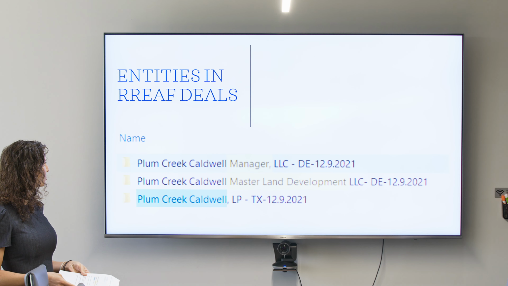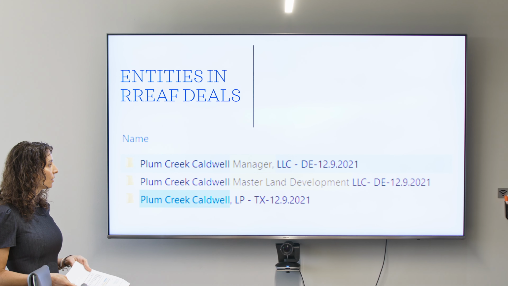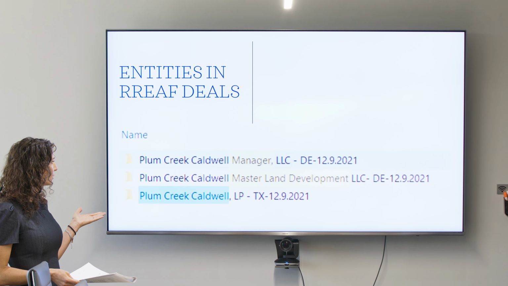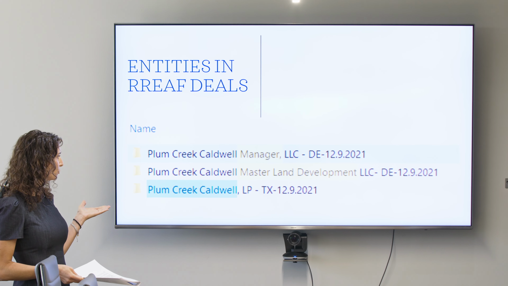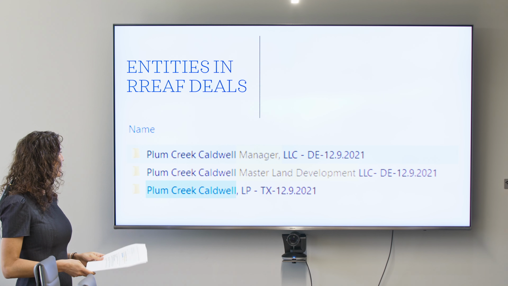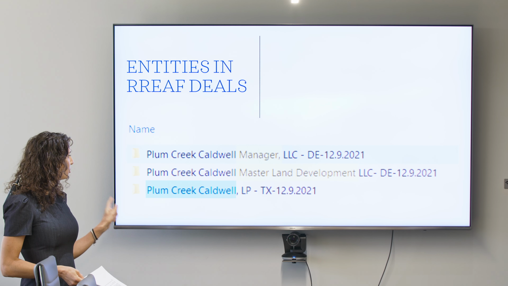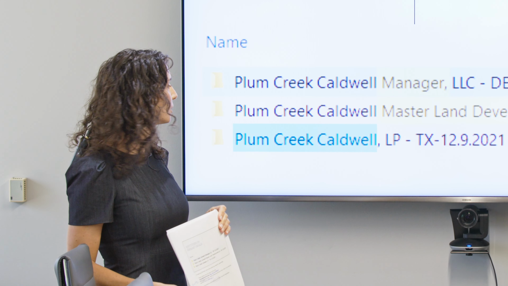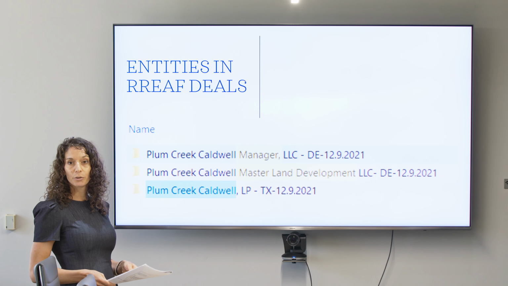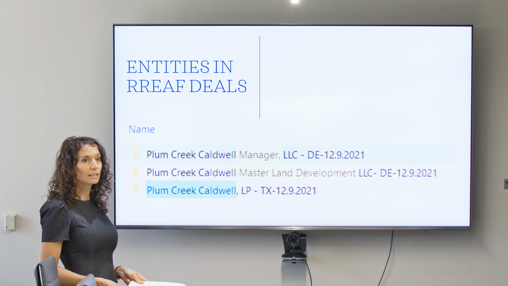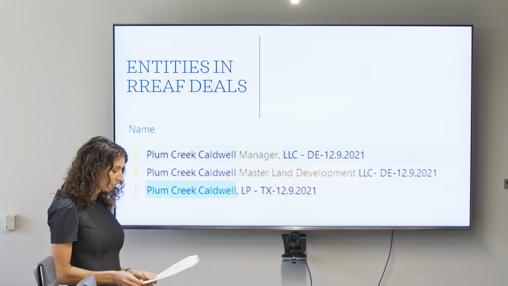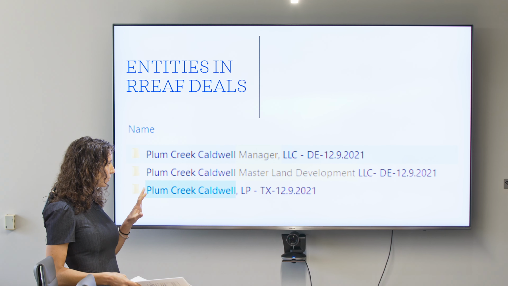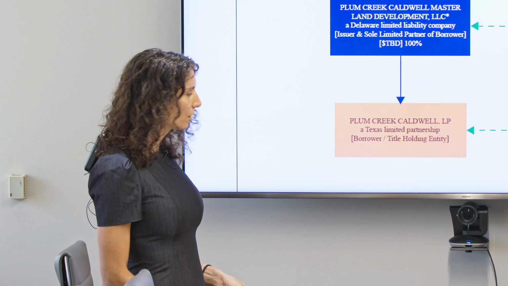You will see there's a manager, there's a master land development LLC, and there is a basic deal name, Plum Creek Caldwell, as a limited partnership. And all of them have the deal name in it. So Plum Creek Caldwell LP, that's going to be the actual property owning entity. That's the entity that will borrow the loan if we're going to be entering into a loan. That's the entity that's actually buying the property. So the next slide will give you an idea of how the entities relate to each other, and that will be our org charts.